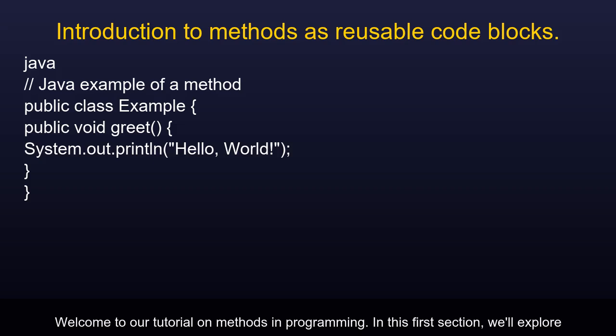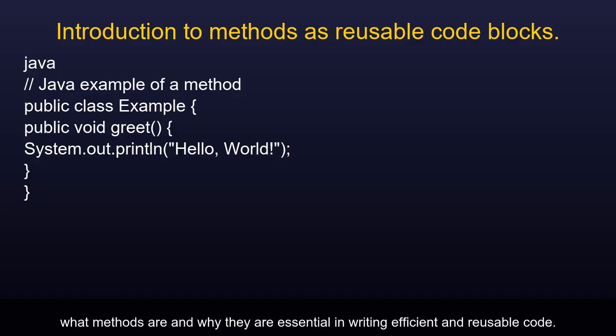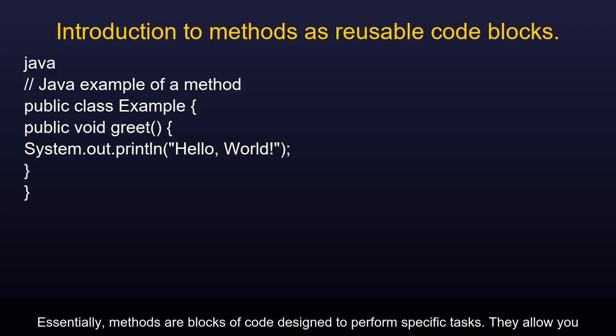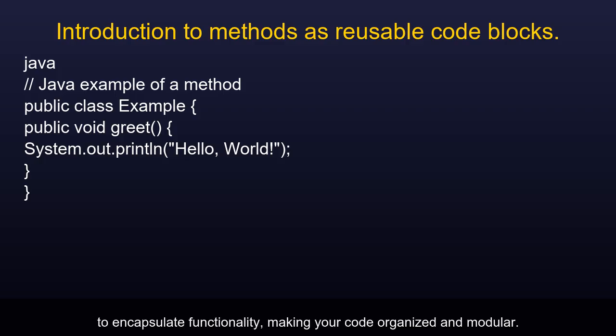Welcome to our tutorial on methods in programming. In this first section, we'll explore what methods are and why they are essential in writing efficient and reusable code. Essentially, methods are blocks of code designed to perform specific tasks. They allow you to encapsulate functionality, making your code organized and modular.